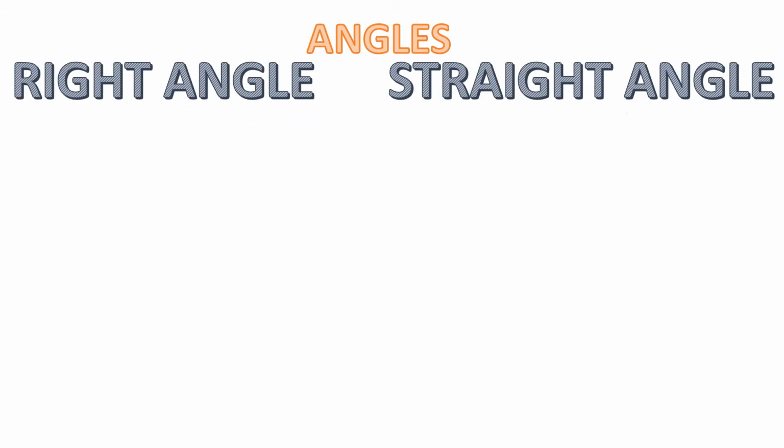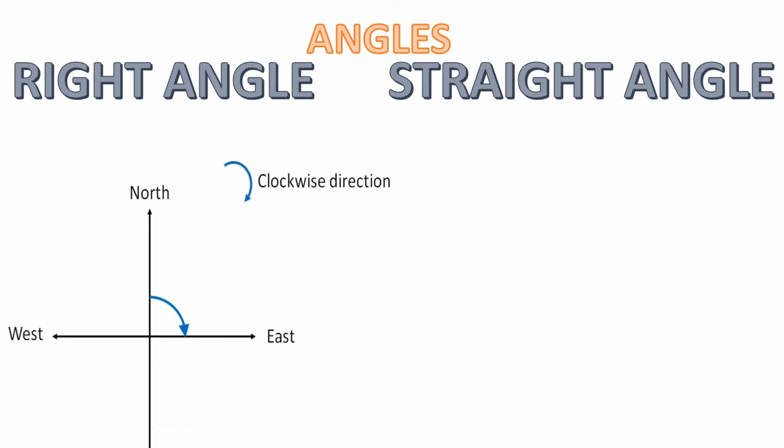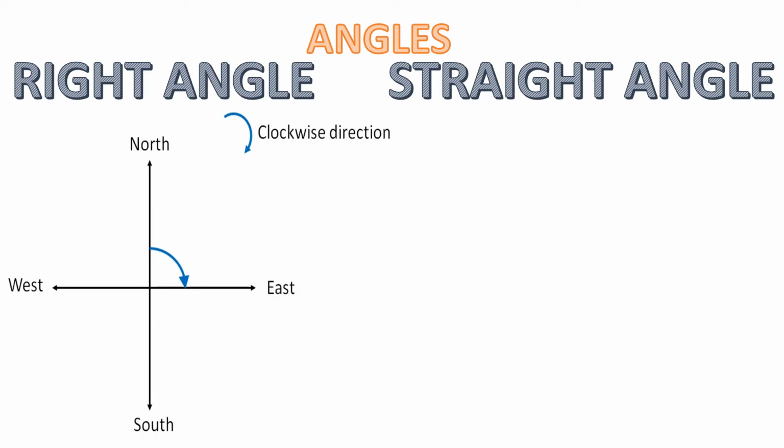Now we are going to learn angles from chapter 5, Understanding Elementary Shapes. First, right angle and straight angle. To find the right angle, I used the directions of a compass. See here, north, east, west and south. The only one turn is here, so it is a right angle.